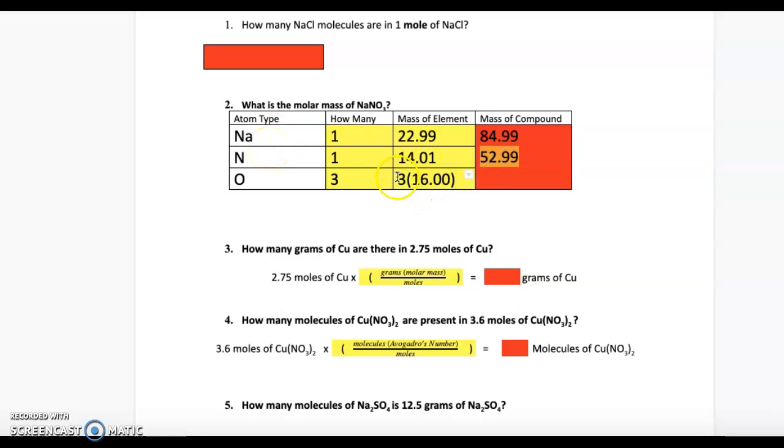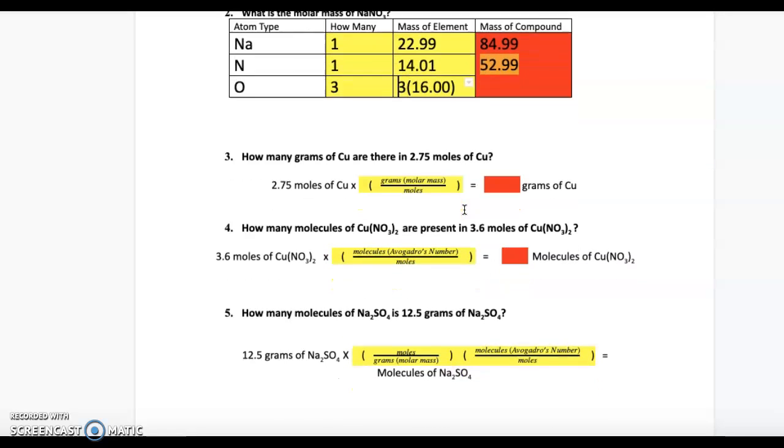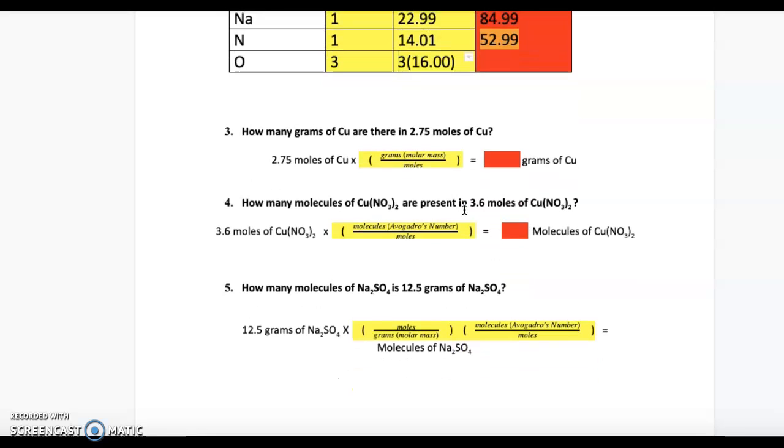But a lot of people forgot that they need to count for the mass of 3 oxygens, and they just counted for 1. So a lot of people got 52.99 or 53 grams per mole instead of the actual answer of 84.99 or 85, because you have to count for those 3. So I know you know how to do it because you're finding the right mass of oxygen. You just have to remember that you got to count for all 3. Okay? And then when we got to 3 through 5, you guys rocked it.